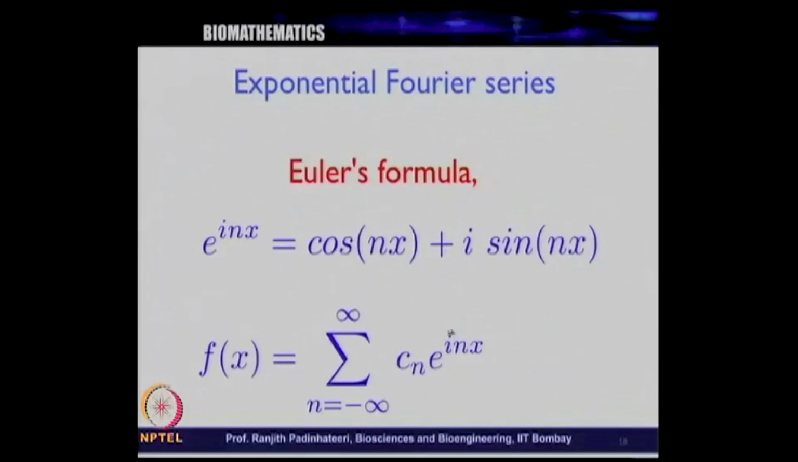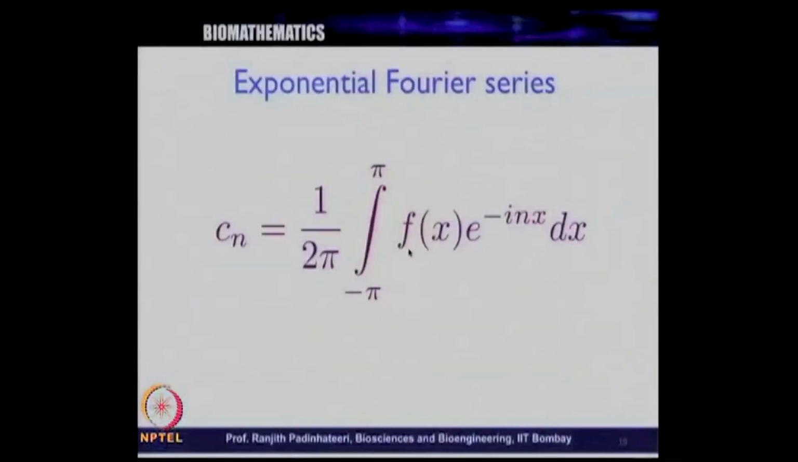We need not use only cos x and sin x. e power i n x can also be used to expand this. So, any periodic function f of x can be written as a sum of e power i n x. That is what this is saying. Any periodic function f of x can be written as the sum over n from minus infinity to infinity of c n e power i n x.